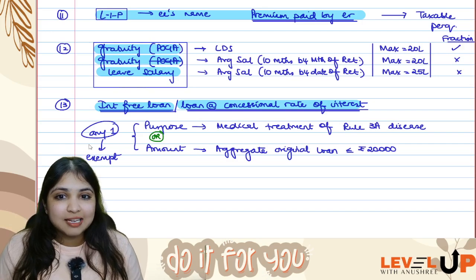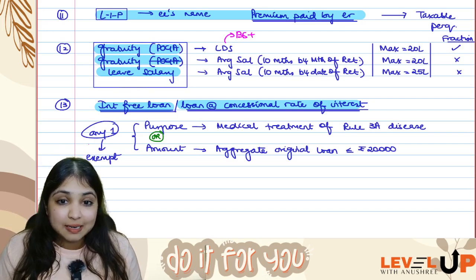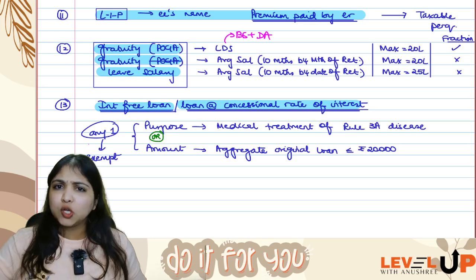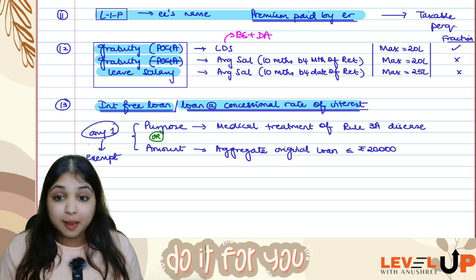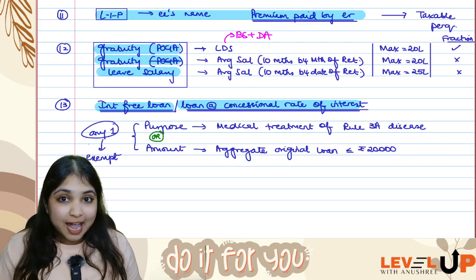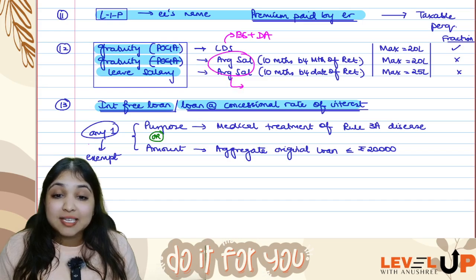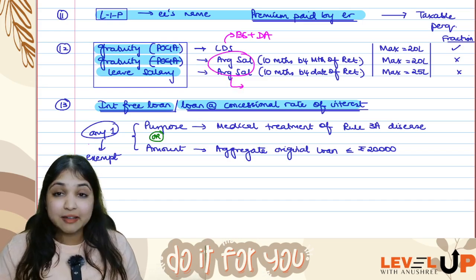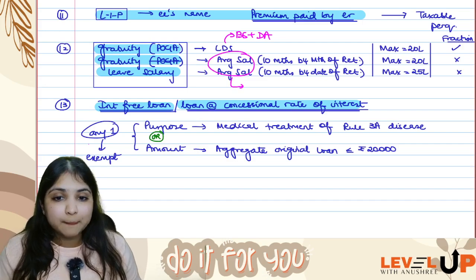Now last drawn salary means you will take only basic salary plus all DA, whether forming part or not forming part, doesn't matter. But for gratuity not covered by POGA and leave salary, in these two, you take average salary. In both of these, average salary means what? Last 10 months average. But how will you compute the last 10 months average?